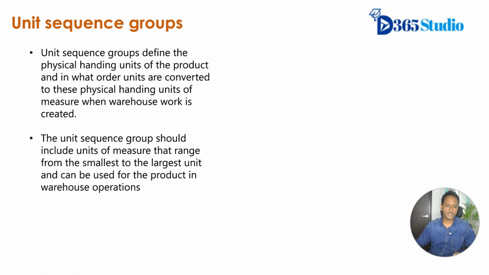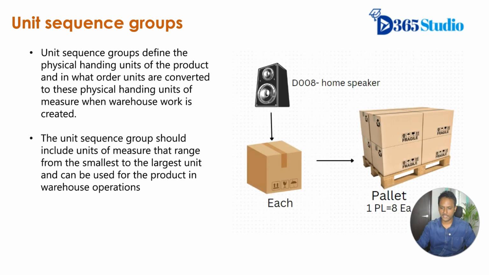Firstly, what are these unit sequence groups? Unit sequence groups define the physical handling units of the product and in what order these units are converted. Let's simplify this with a simple example.